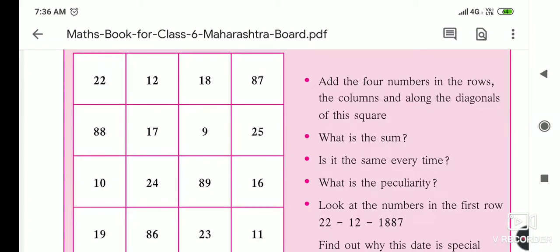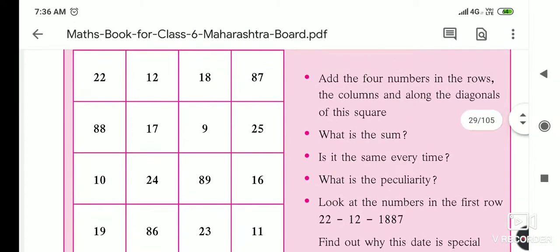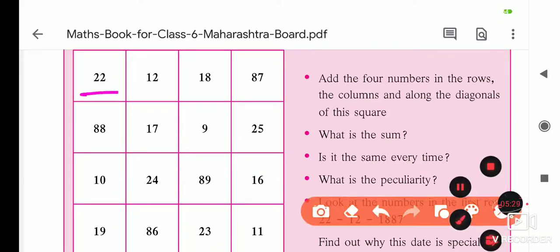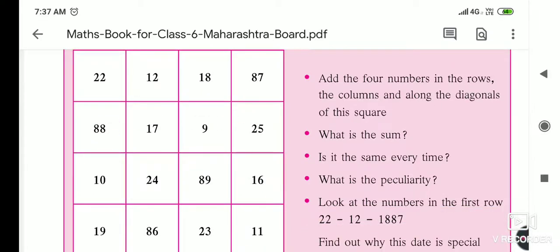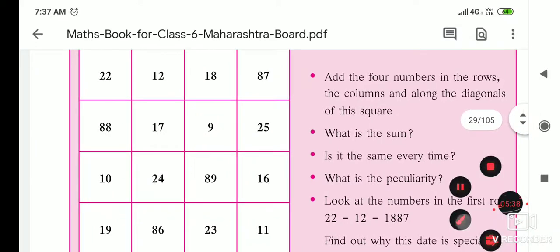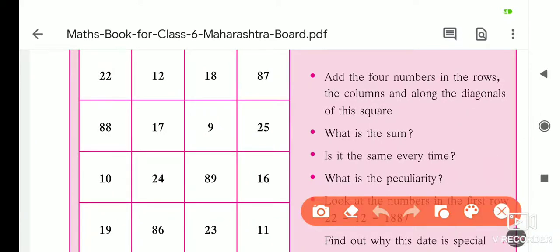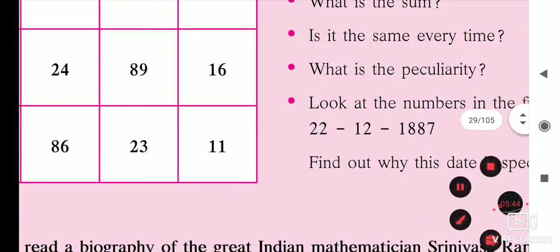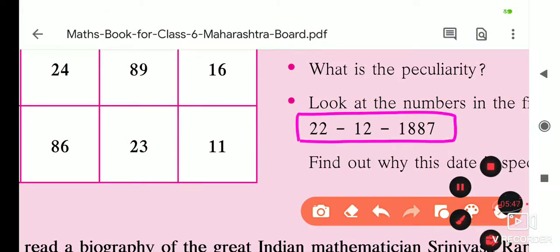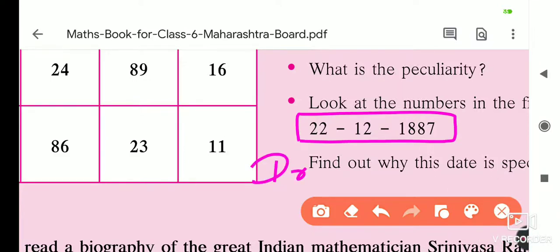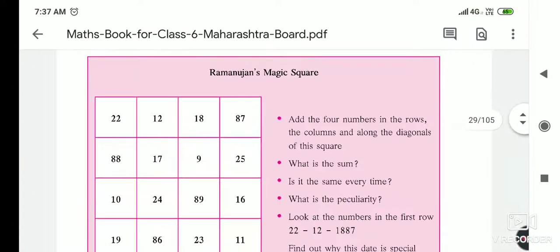Now what did they tell you? If you see here 22, 12, 18, 87, 89, they told you to find out the peculiarity of this date. If you search, you will find this is the birth date of Dr. Srinivasa Ramanujan, the great mathematician. His birth date is 22nd of December 1887. So he made this magic square from his birth date.